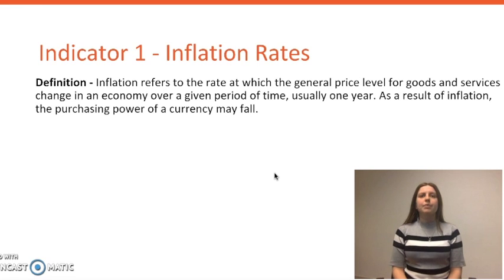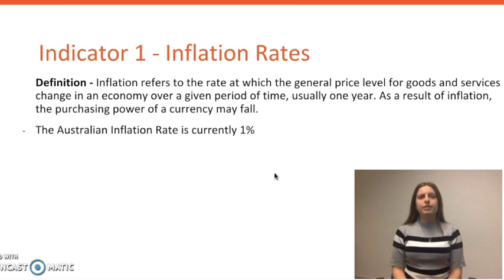According to the RBA, Australia's central bank, Australia's inflation rate is currently 1%. In comparison, the UK's inflation rate is 0.6%, according to the Bank of England. Thus, both economies have low inflation rates. Australia's inflation is 0.4% higher than the UK's, meaning the long-term purchasing power of $1 Australian dollar is expected to be less than the long-term purchasing power of £1 British pound.